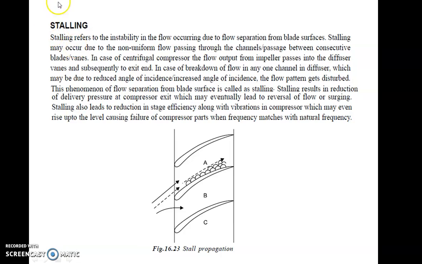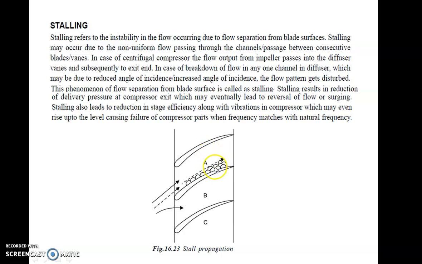There is one more phenomenon that is called stalling, apart from surging and choking. Stalling refers to boundary layer separation. We have seen boundary layer separation in fluid mechanics. Stalling is nothing but the instability in the flow during the flow separation from the surface. If the flow is separated from the surface, then naturally there will be wake formation or eddy formation, and because of that there will be a reversal of the flow.